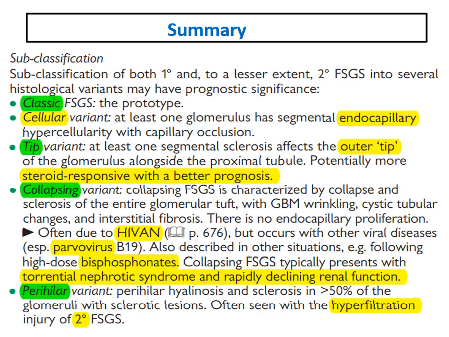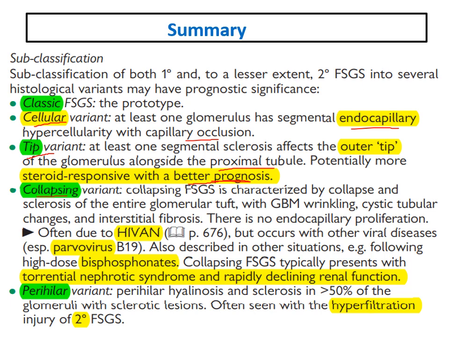Types or variants of FSGS: the classic variant, not otherwise specified, and the cellular variant, characterized by endocapillary hypercellularity and capillary occlusion. The tip variant usually presents near the proximal tubule and usually has the best prognosis.